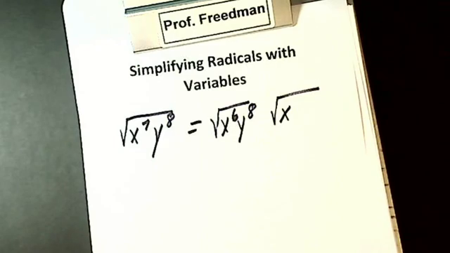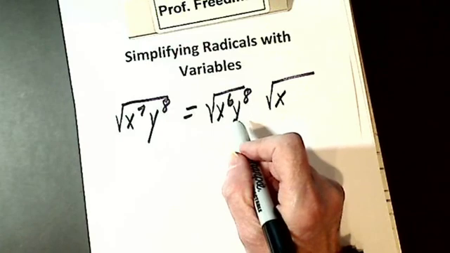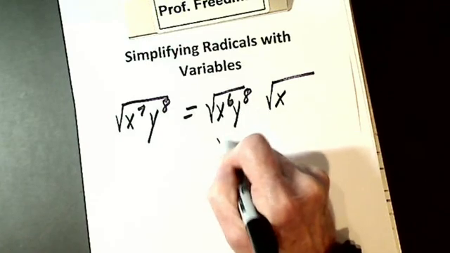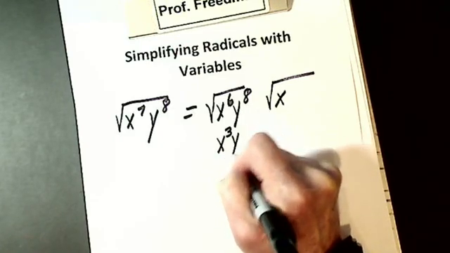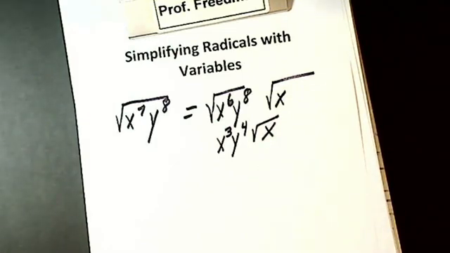Now, I take the square root of what I can. I can take the square root of any even exponent. It's always half. This is going to give me x cubed, y to the fourth, square root of x.